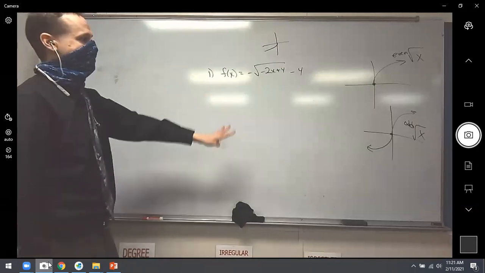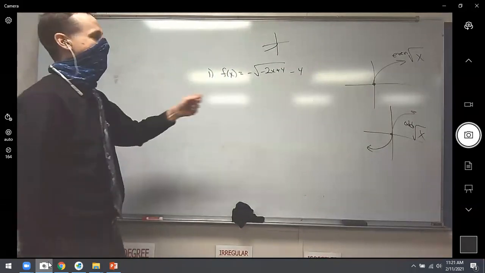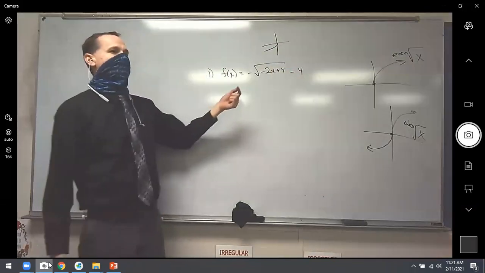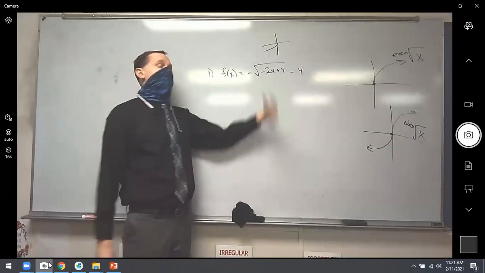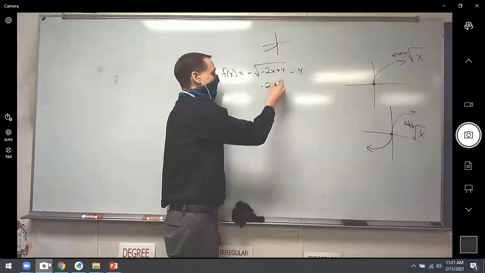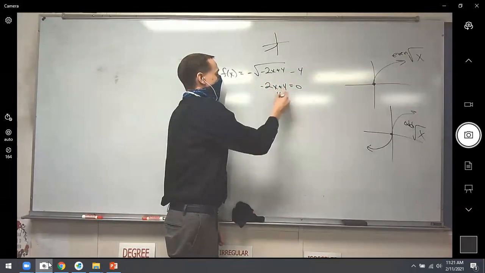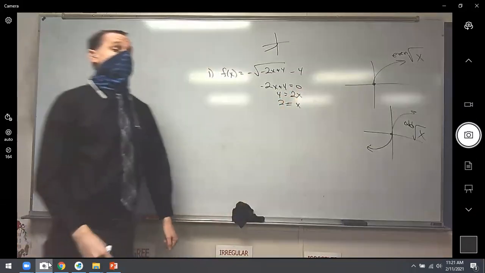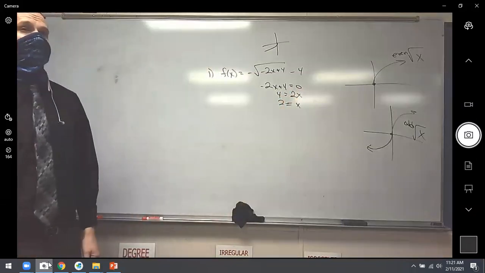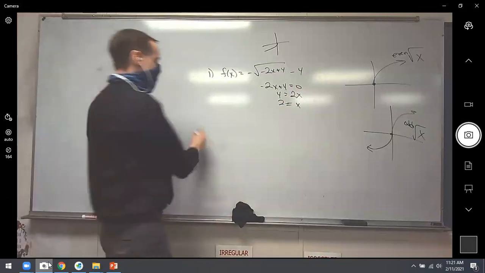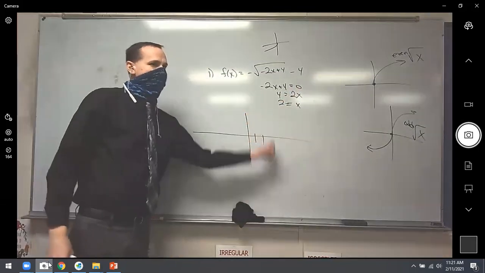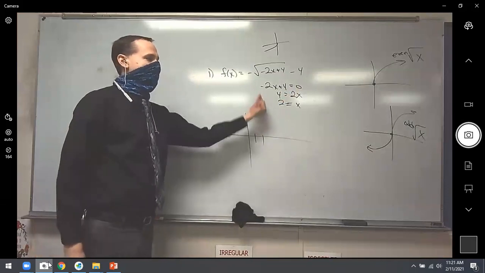Okay, I got the reflections done. I know the basic shape. The only question is, where do I put the vertex? Well, that's when you look for when the stuff under the root is 0. If you set that equal to 0, move the 2x over and divide by 2, that happens when x is 2. So pretty simple little equation there. So over at x equals 2 is where this thing's vertex is going to be.